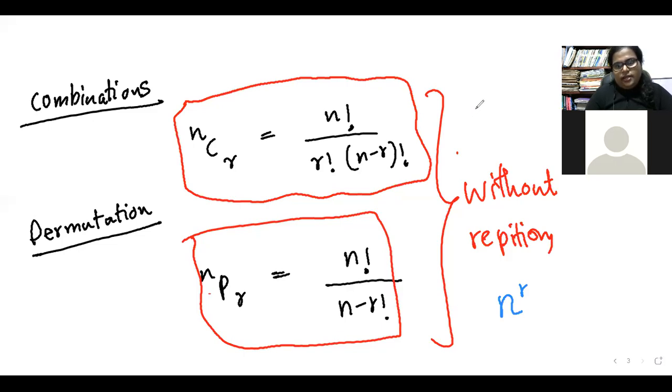Right. Here it is n plus r minus 1 factorial divided by r factorial n minus 1 factorial. These are the formulas for these 2. These blue color formulas are used when repeating is allowed in the question. Okay, we'll go to our question now.